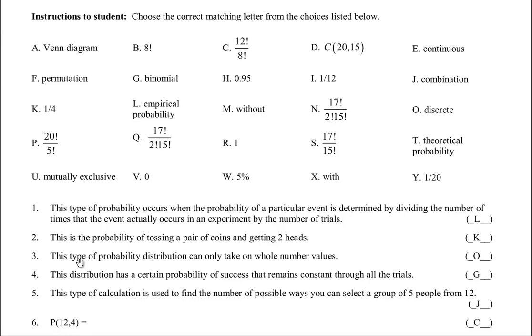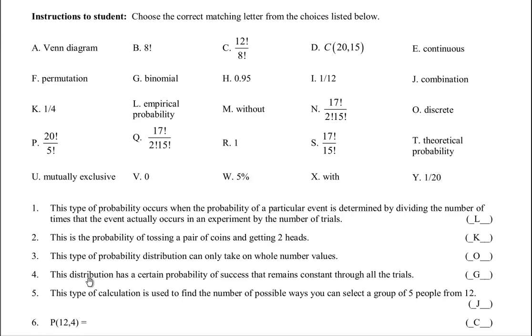For question number 3, this type of probability distribution can only take on whole number values, and that's a discrete probability model or distribution. Whole number values means it's something that's countable, so not measurable. Measurable is continuous, and there's a continuous one here in a little bit.